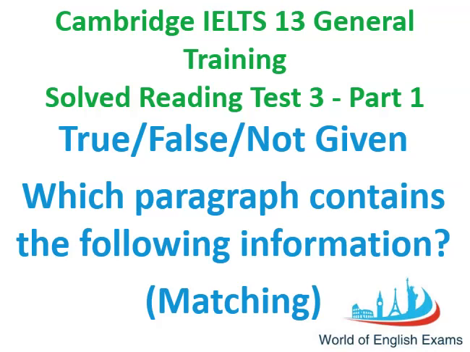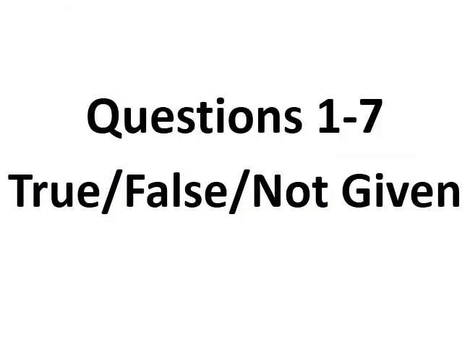In this video, we are going to look at 2 important types of questions: true, false, not given, and which paragraph contains the following information, which falls under the category of matching. We are going to look at how these question types appear in reading test 3 from the Cambridge IELTS 13 General Training book. The first 7 questions from this test belong to true, false, not given.